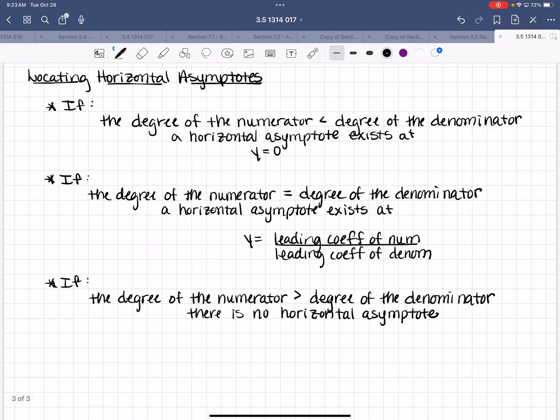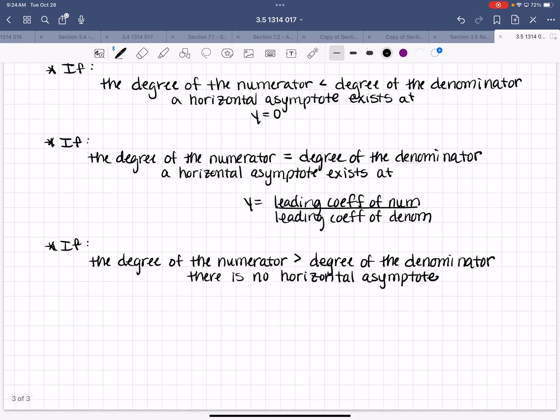Okay, so this is how to find horizontal asymptotes. You've got to look at the degree of the numerator and the denominator. If the degree of the numerator is less than that of the denominator, so the degree is bigger on the bottom, it's at y equals 0. Because think about it, it's like 1 over x. If they're equal, then you take the leading coefficient of the numerator over the leading coefficient of the denominator. That's all it is. If the numerator is greater than the denominator, then there's not a horizontal asymptote. Let's try example 3.